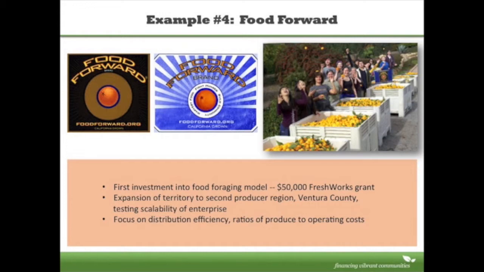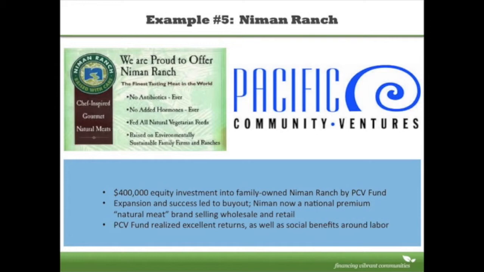And then this last example is a true equity example. This was an investment made by Pacific Community Ventures. It was a $400,000 equity investment in a producer of hormone-free, naturally produced meats. They invested in the company very early on. The company grew and was ultimately sold to a private equity firm, so the investment worked out well. There was a good return for Pacific Community Ventures, and today you can find Niman Ranch meats in Whole Foods and Trader Joe's. They've become a pretty sustainable, financially sustainable operation.